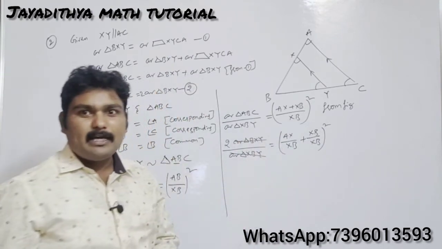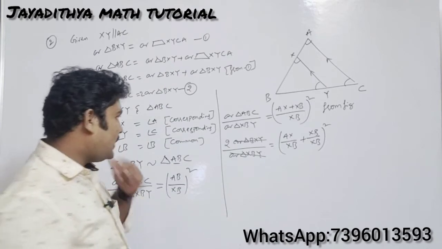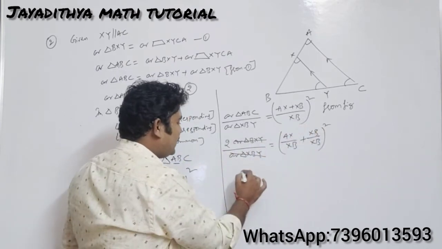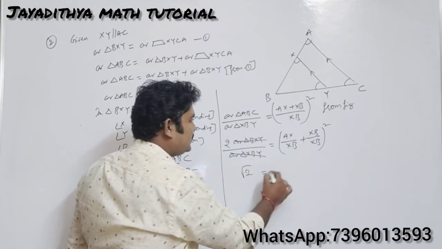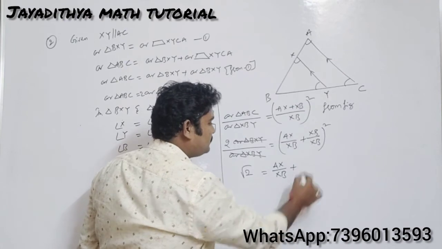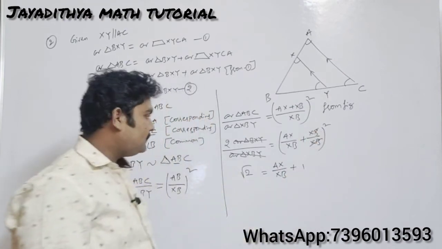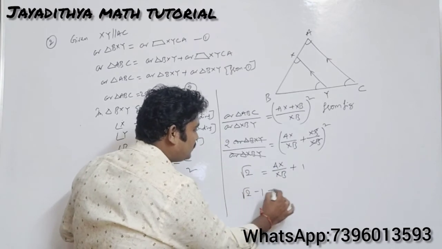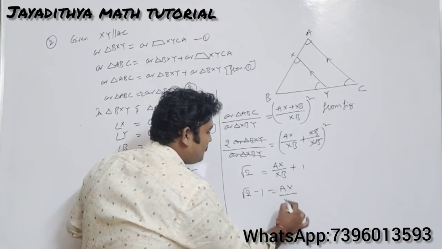Now you can cancel out these two. Why? Because both are same here, area of triangle BXY and area of triangle BXY. So if you bring this square to this side, here already we have 2. If you bring square this side, you will be left with root 2, which is equal to AX by XB plus XB by XB, which is nothing but 1. Here also you can cancel it, right? So bring this 1 to LHS. Now it will be root 2 minus 1 is equal to AX by XB.